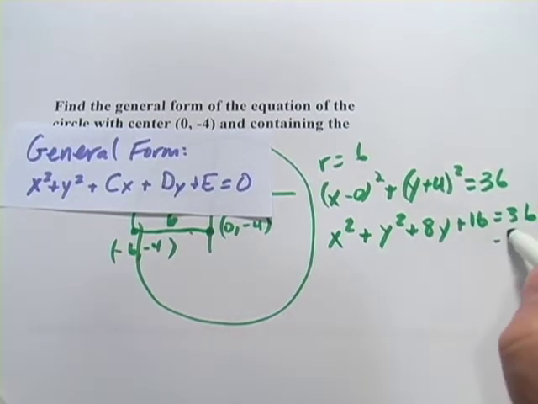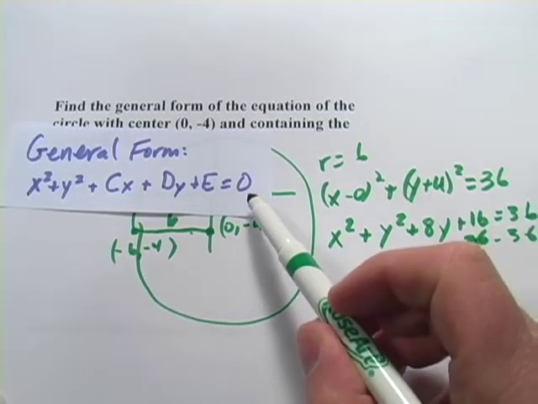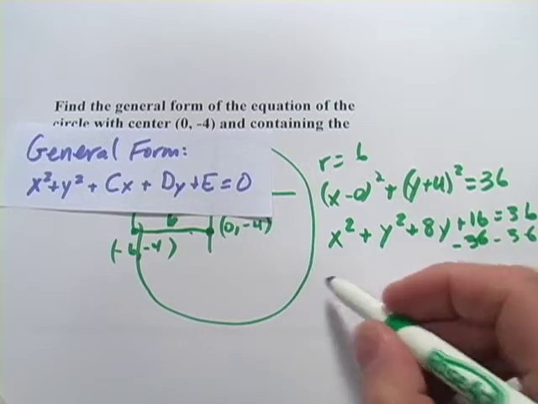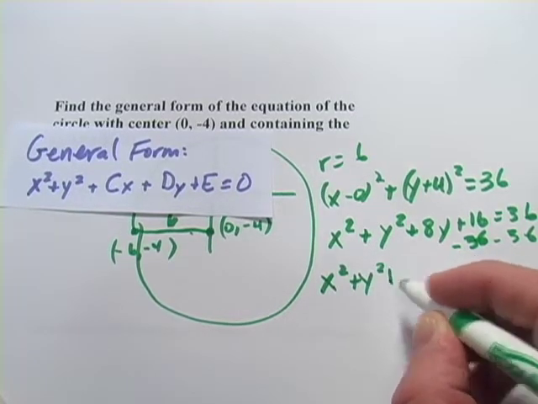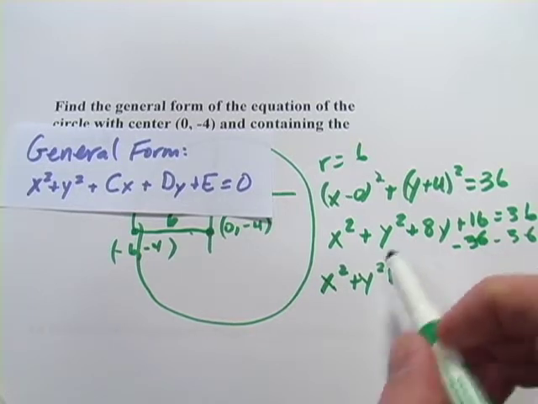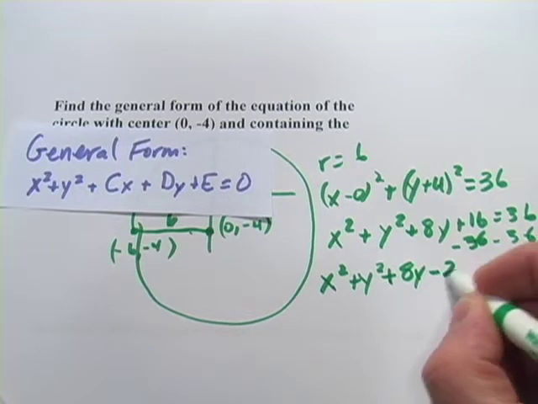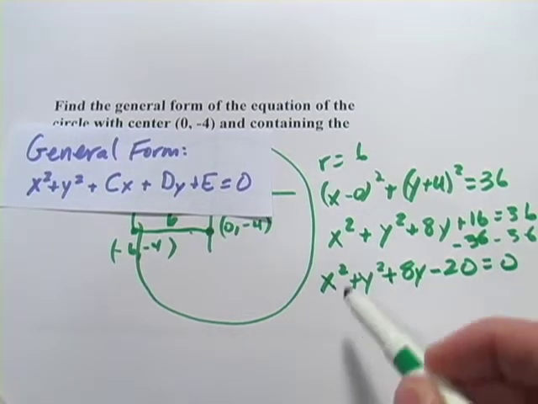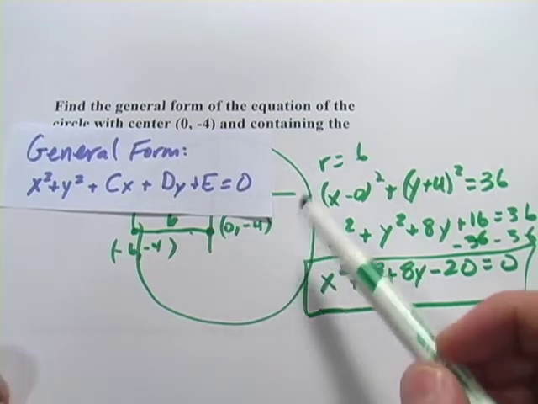Now I'm going to have to subtract 36 from both sides to set this equal to 0 like it is in the general form here. And what I get finally is x squared plus y squared, there's no x term, so we'll just go plus 8y minus 20 equals 0. And that is our general form of this circle.